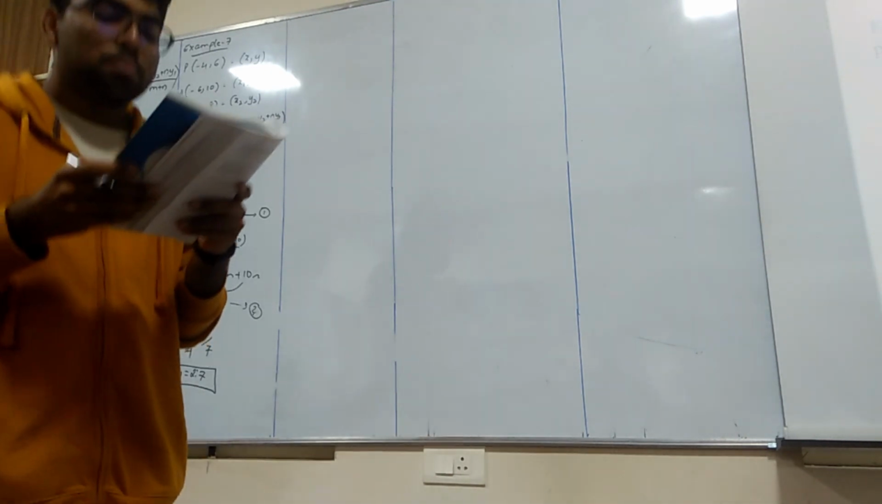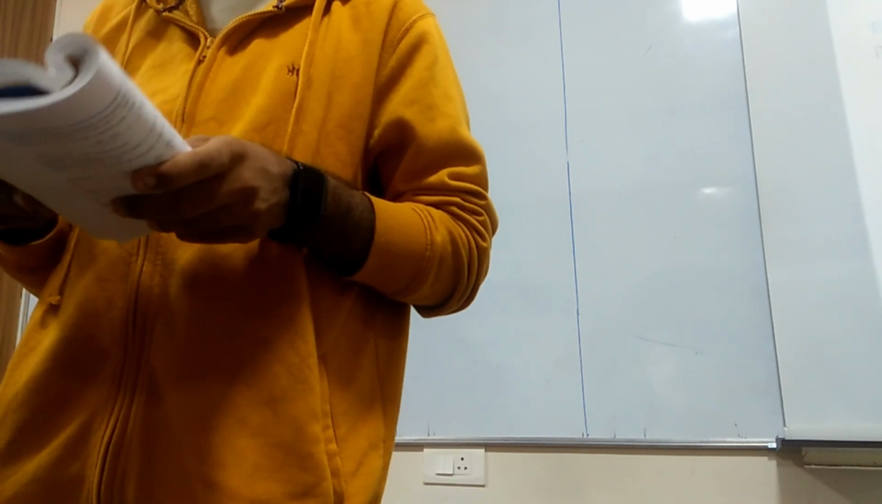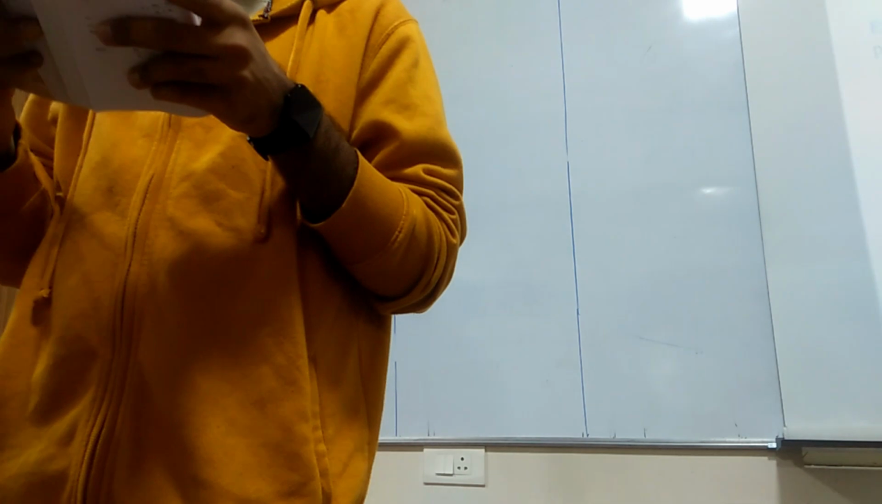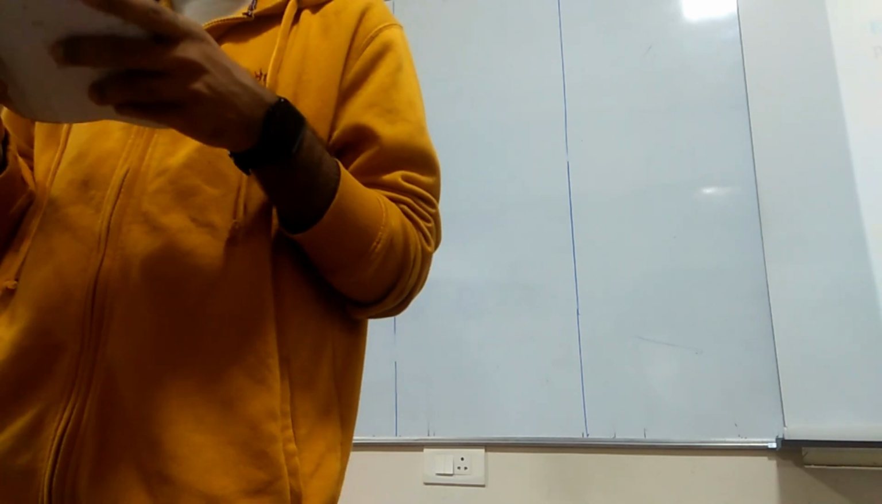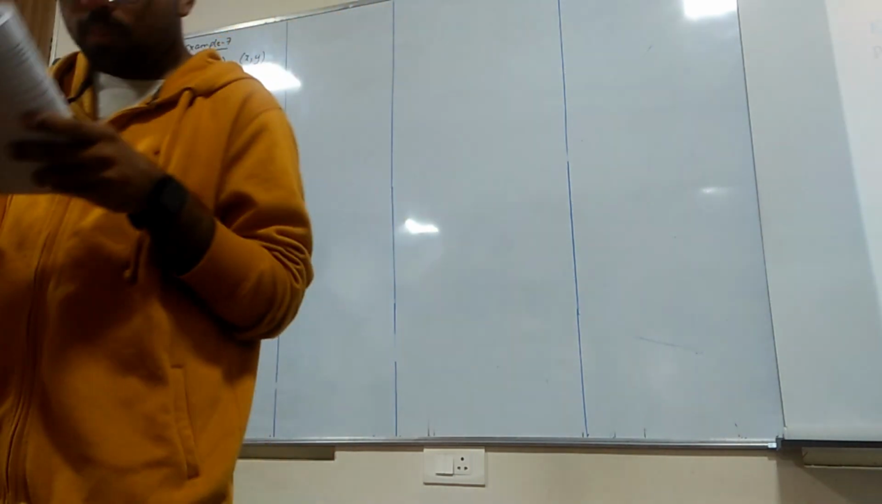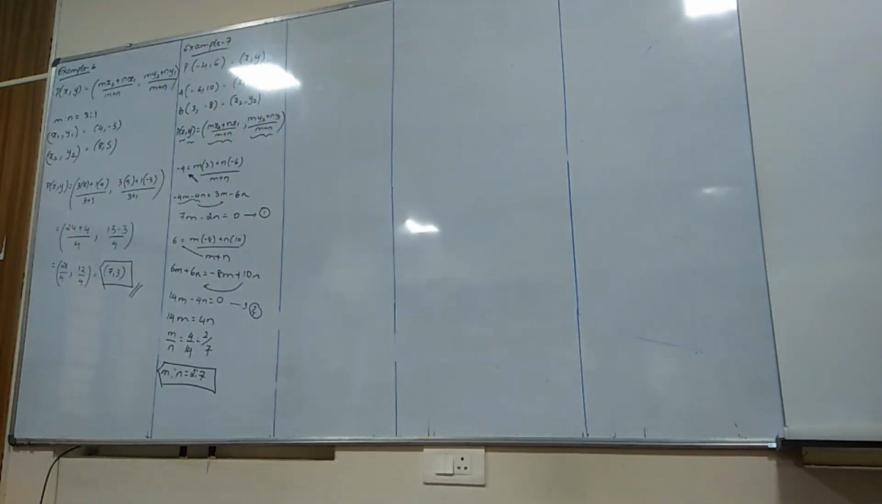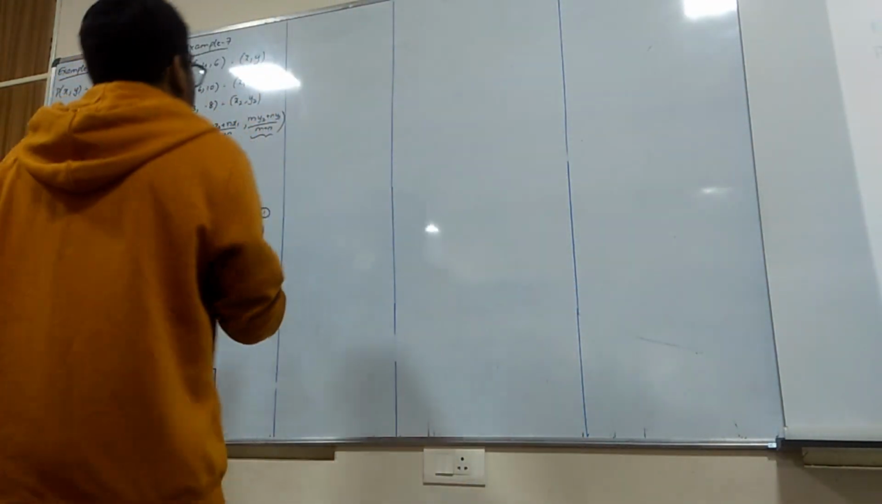Find the coordinates of the points of trisection. Trisection means what? The points that divide the line into 3 equal parts. A is 2 comma minus 2. B is minus 7 comma 4. Question number 8.